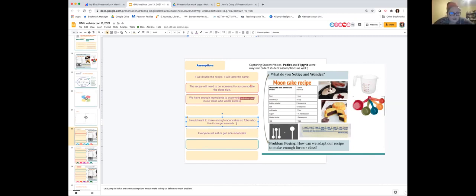So just highlighting a couple assumptions that we see. I would want to make enough mooncake so folks who like it can get seconds. Have enough ingredients to accommodate everyone in our class who wants a mooncake. Thinking about the class size.